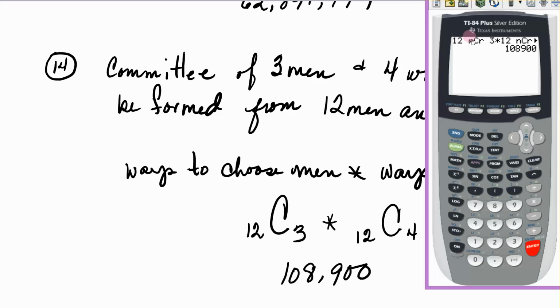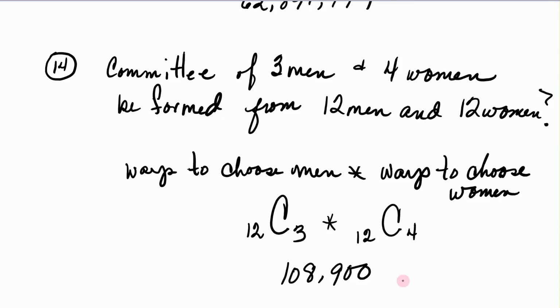It was 12 taken 3 at a time times 12 taken, and it doesn't show, but there would be a 4. It didn't wrap around. That's what that little arrow means. Okay, so I'm putting a few things together to do this problem. Combinations just for the men, to count the different ways to get those. Combinations for the women. Then the fundamental counting principle that tells me to multiply this many ways times this one.